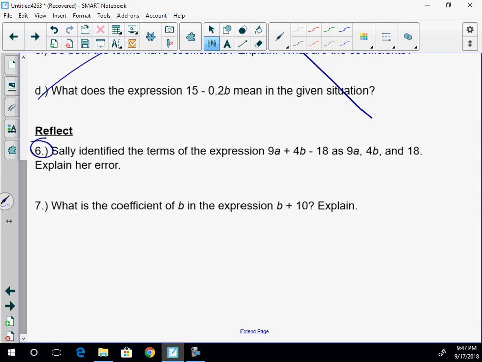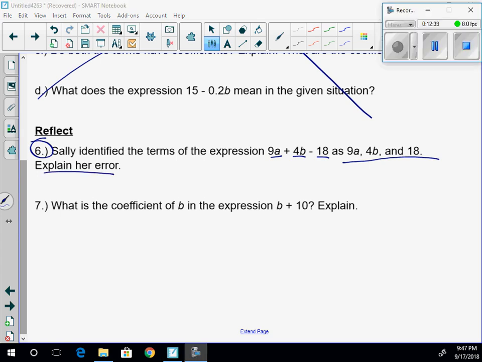It says, Sally identified the terms of the expression 9A plus 4B minus 18 as follows: 9A, 4B, and 18. Explain her error. Okay? I want to give you guys maybe 30 seconds to think about that error because it's very common, and then I'll tell you what the error is in a second.